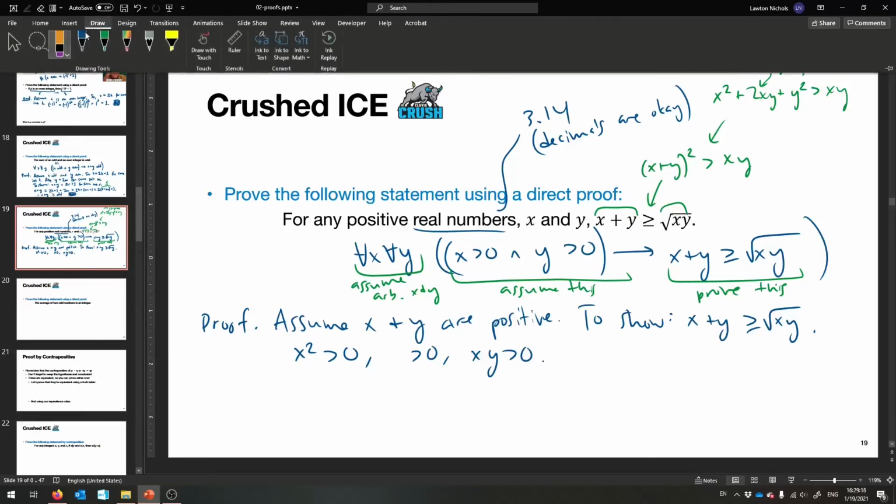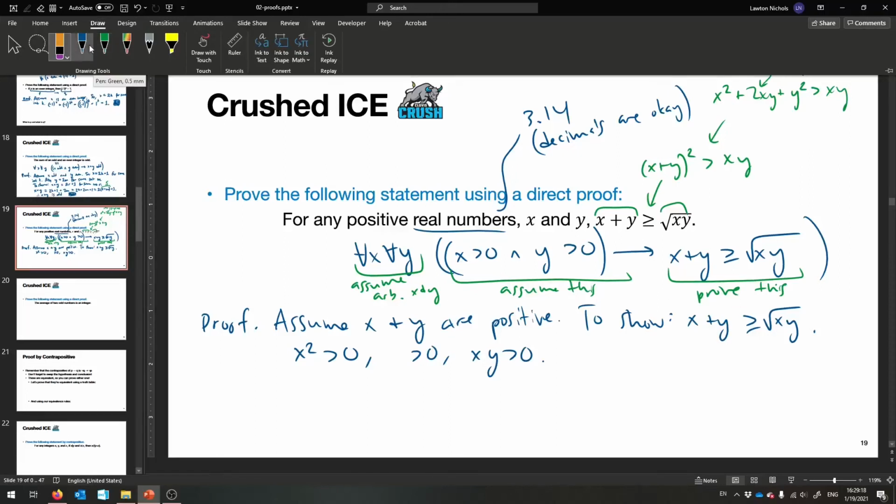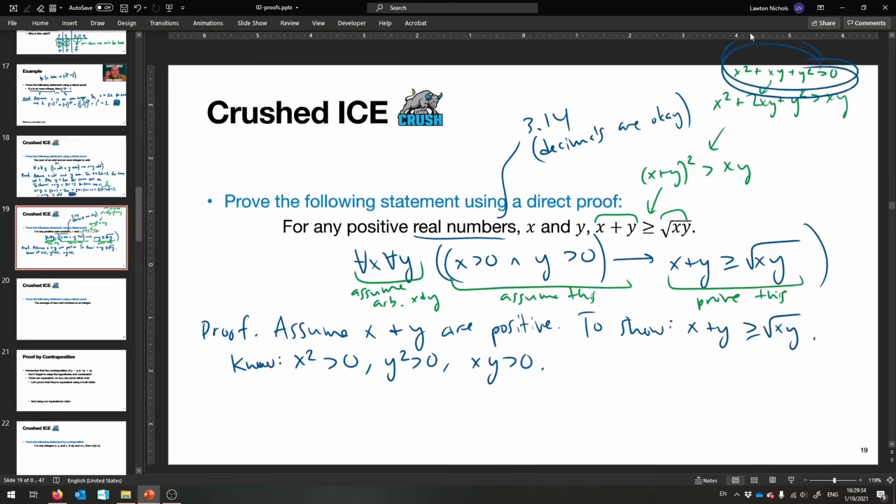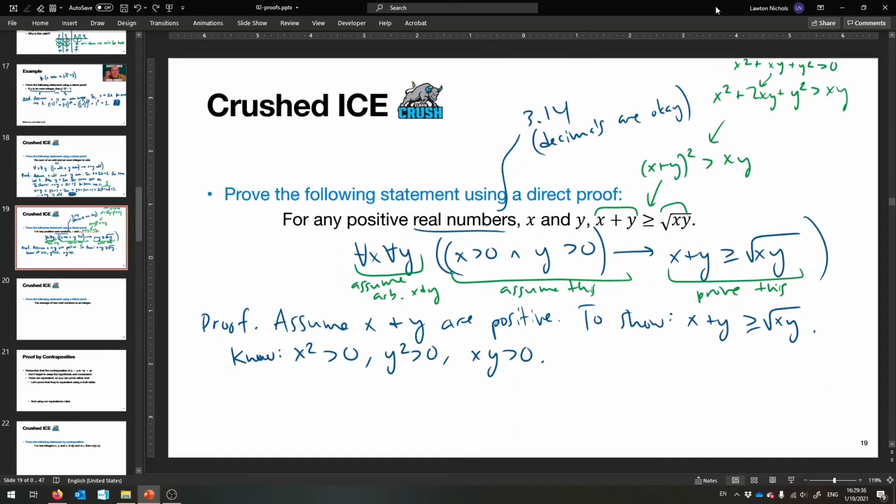So, let's see here. y squared greater than 0. So we have these facts. Okay, this is what we know. We can get for free from math. So now I'm going to build up this thing up here. So first, x squared plus xy plus y squared is greater than 0. We get that because of these things. Okay? I hope you can see that.